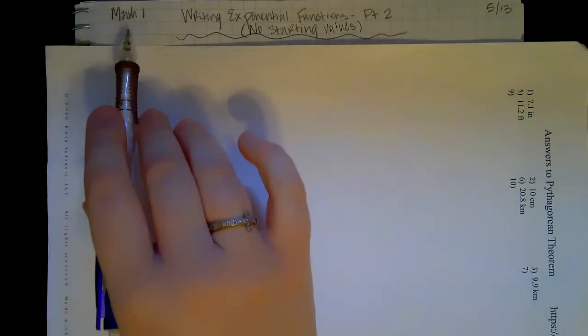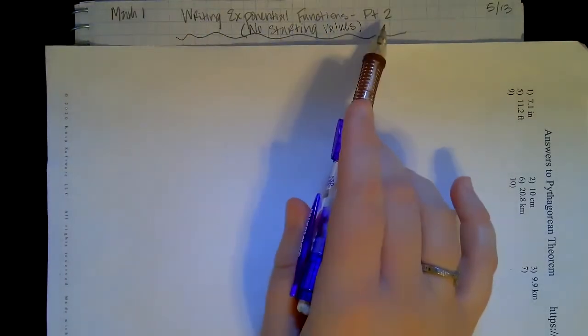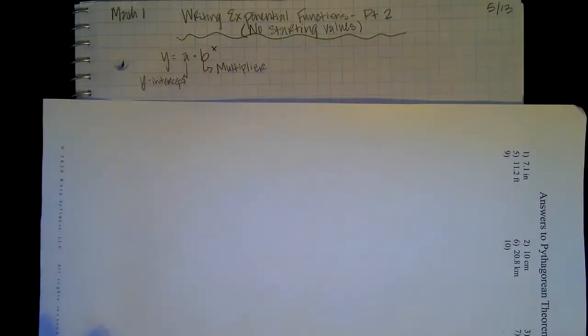Today is May 13th. This is for Math 1. Today we're still talking about writing exponential functions. This is the second part because this time we're not going to give a starting value. Okay, so we're going to see what we need to do in order to find it. Okay, so remember just a few things.